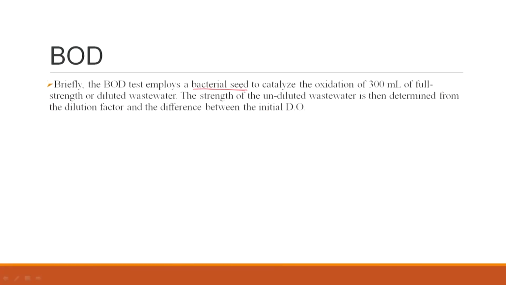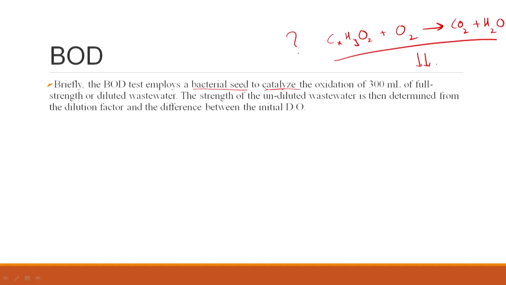So, again what do we have here? The BOD test employs a bacterial seed to catalyze, right. Again I think we mentioned this earlier, we have a reduced form of a compound and it can be oxidized to CO2 and H2O. So, what is the role of the bacteria here? Typically this can occur, but the kinetics is way too slow, right. So, the bacteria are going to catalyze this reaction, how? By releasing enzymes, which are going to lead to faster kinetics.